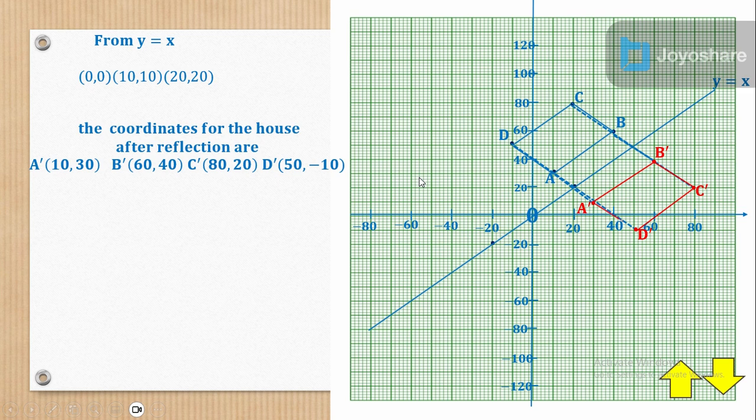Even here you can use the compass. If you are using a compass, you put the compass pointer here, then make an arc. If you want to draw the image of A, put the compass point at A, make an arc. After that, stand at this axis, make another arc this side, stand here, make another arc. Then draw a straight line to pass through A and into this axis here.